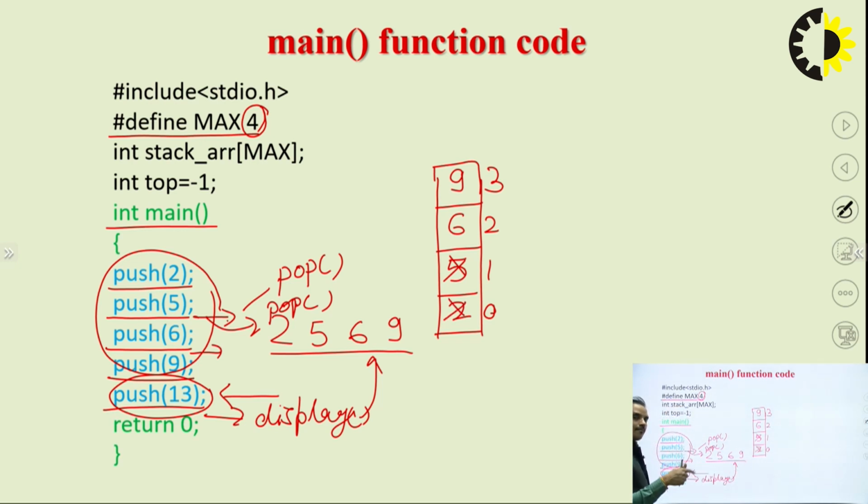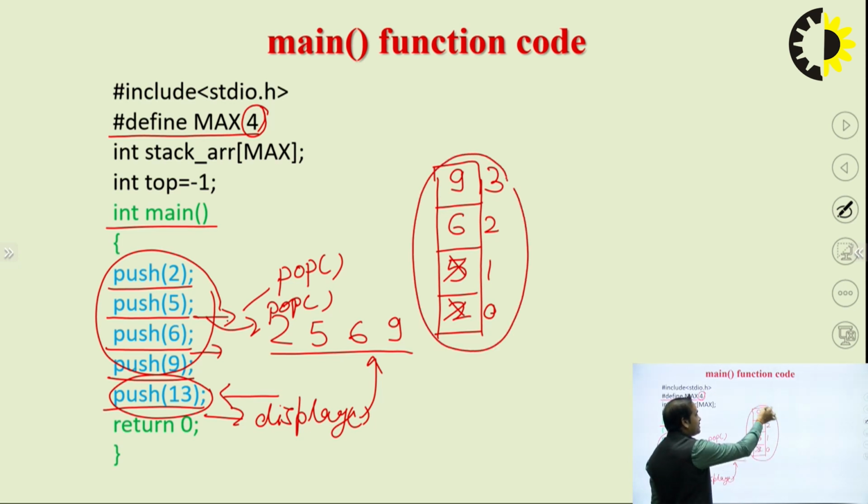We call pop and display operations sequentially one by one. If we call push, an element is pushed inside the stack. If we call pop, an element is deleted from the top of the stack. And if we call the display function, the content of the stack will be displayed.